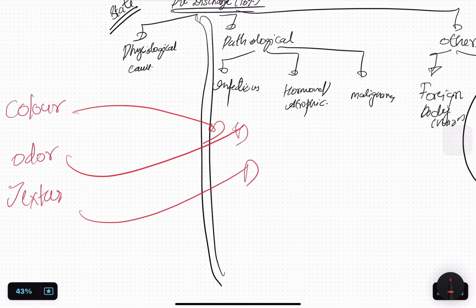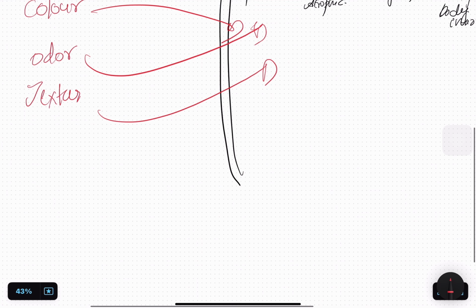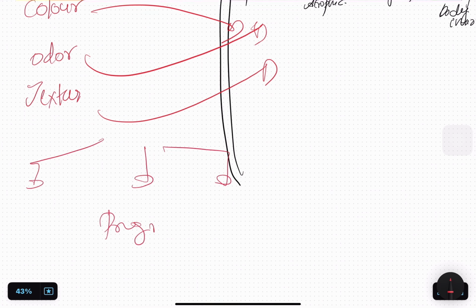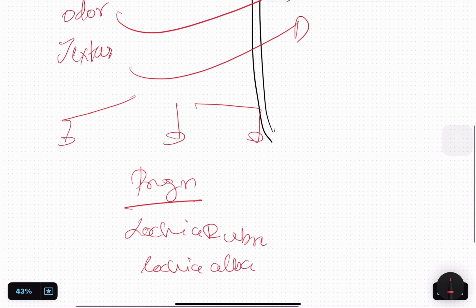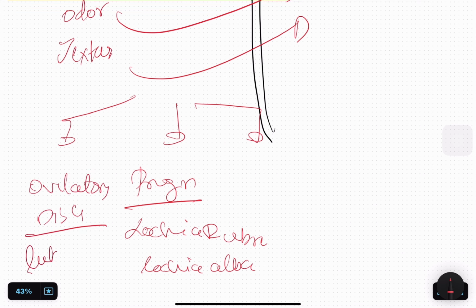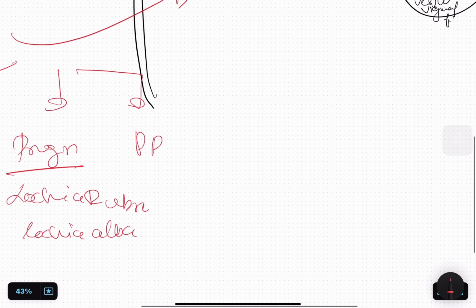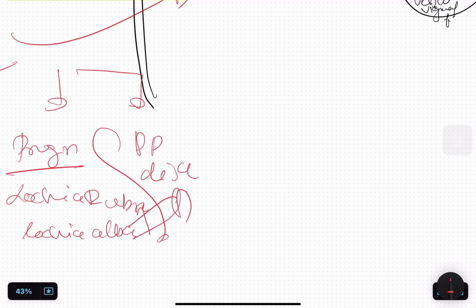So what is physiology? In physiology it can be further classified as pregnancy related, like lochia rubra, lochia alba, all those things. And even ovulatory discharge you can get. Why do you think ovulatory discharge is necessary? So that is for lubrication purpose. And even postpartum discharge is something to do with this itself. This is all related.